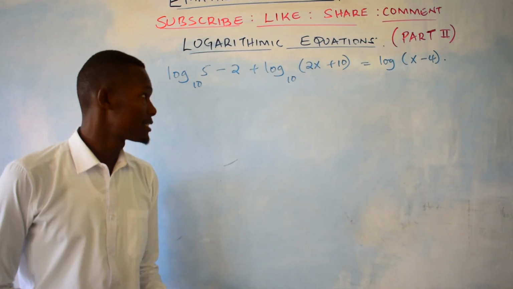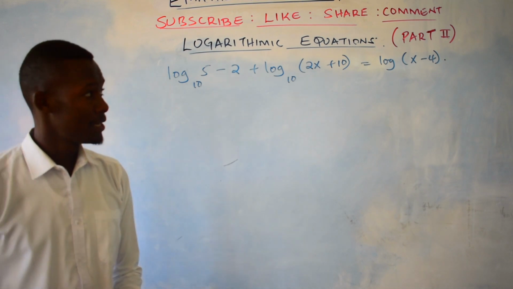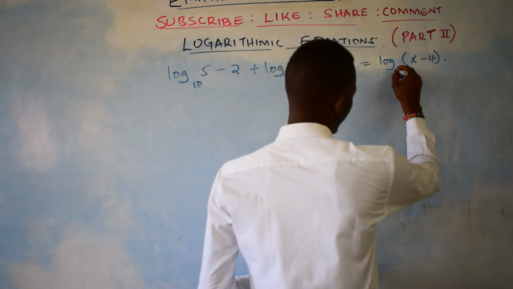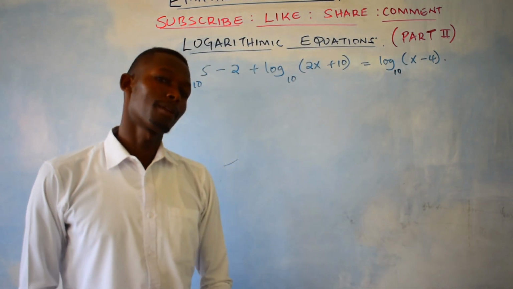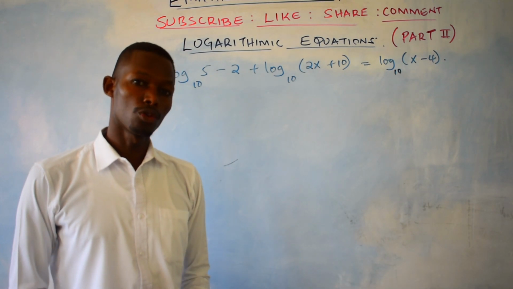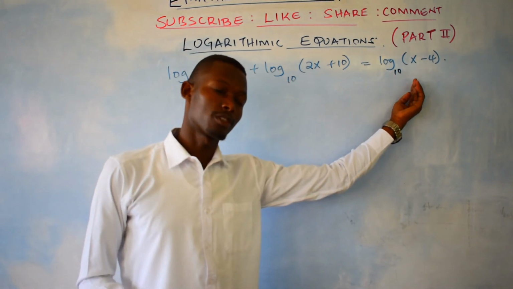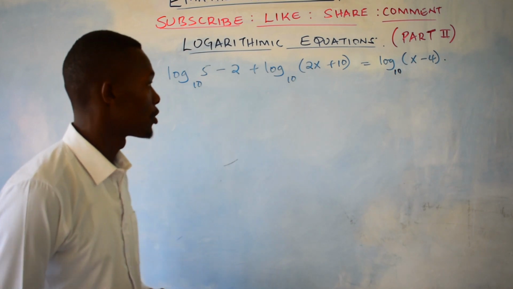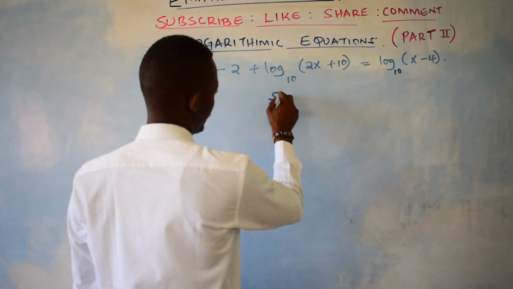So log of 5 to the base 10 minus 2 plus log of 2x plus 10 to the base of 10 equals log to the base 10 of x minus 4. This one is simpler because we're just going to use the laws of logarithms, since we have them on the same base. So here you're just required to know the laws and which one you can apply. Now, solution.